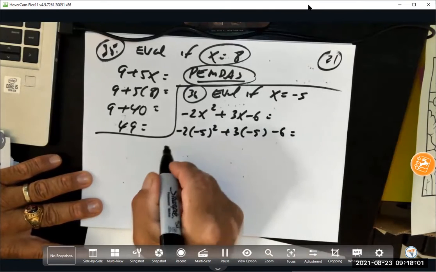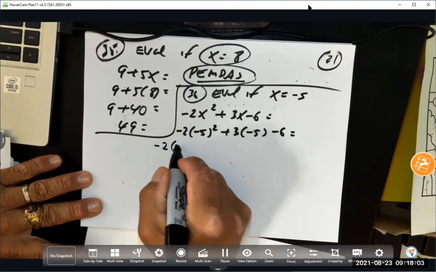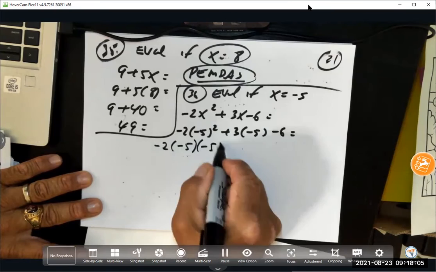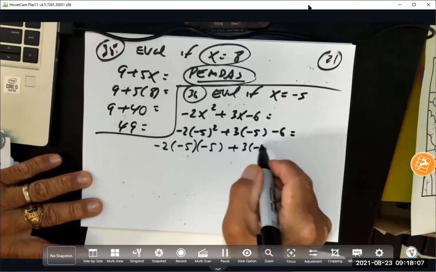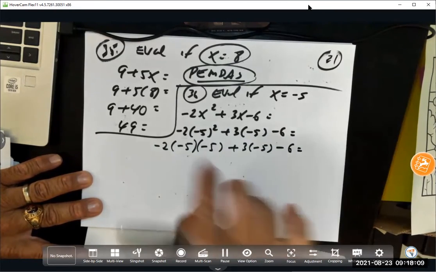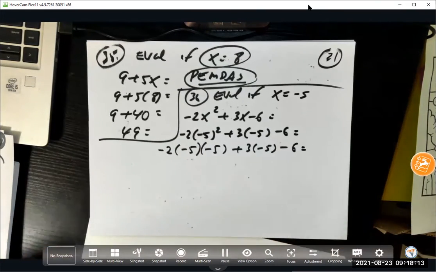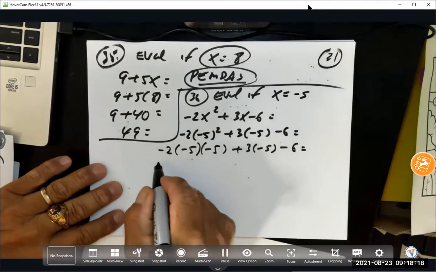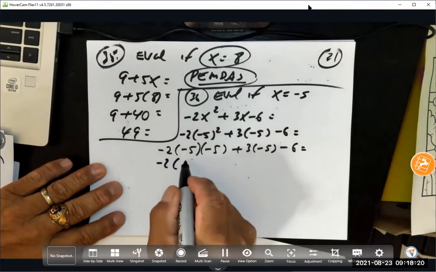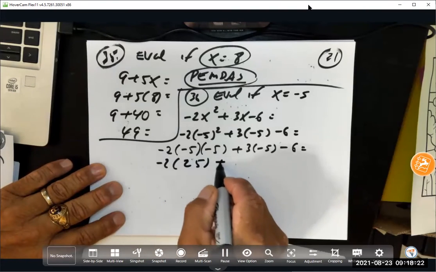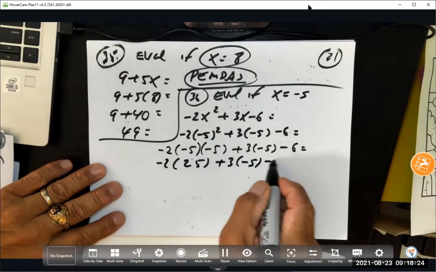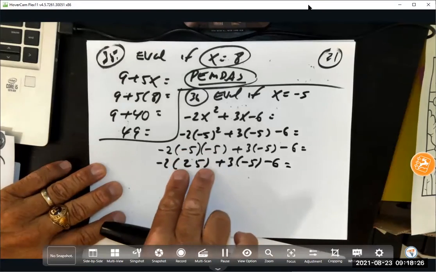Okay, we're doing everything today without a calculator. So -5 squared means 2 of those. Everybody okay so far? So now I'm going to do parentheses first. So -5 times -5 is a positive 25. Everybody okay with that part right there? Tell me yes or no. Yes. Negative times negative is positive.